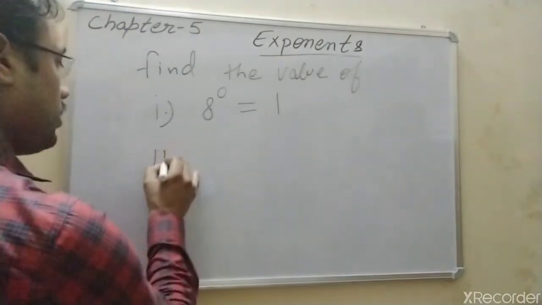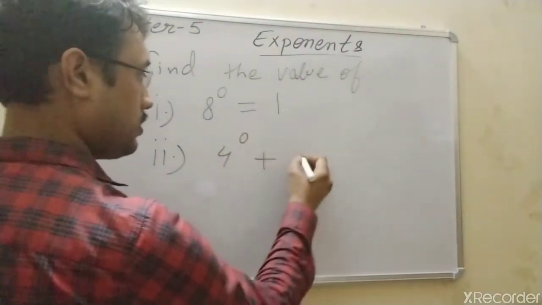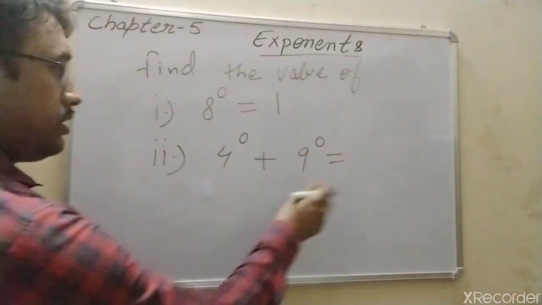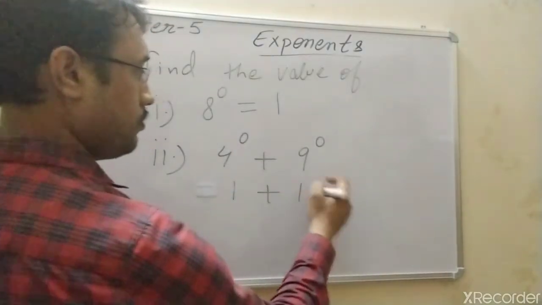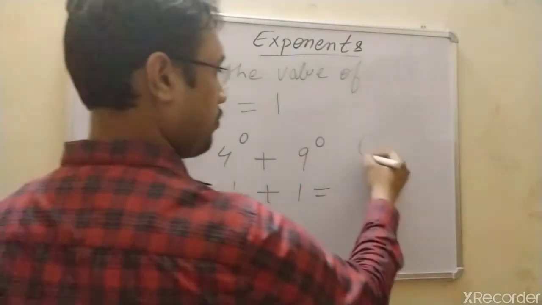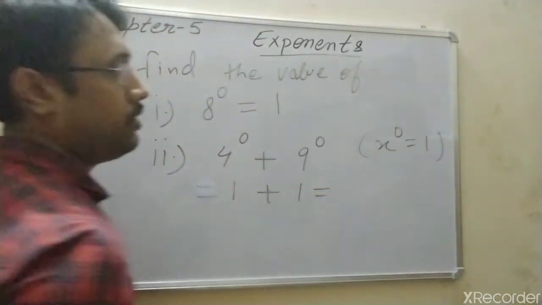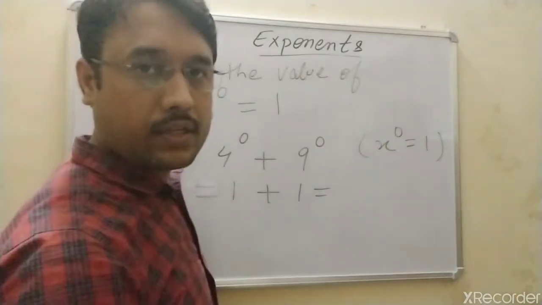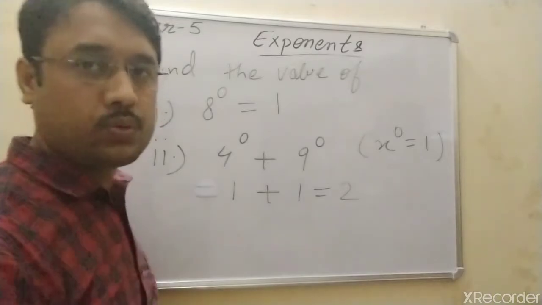So second number is 4 to the power 0 plus 9 to the power 0. What is that? So you can say this is here again 1 plus 1. Because 9 to the power 0, this formula you are knowing that x to the power 0 is 1. Any number you are giving power 0, then the result is equal to 1 here. Okay? So you will write 1 plus 1, it is 2.